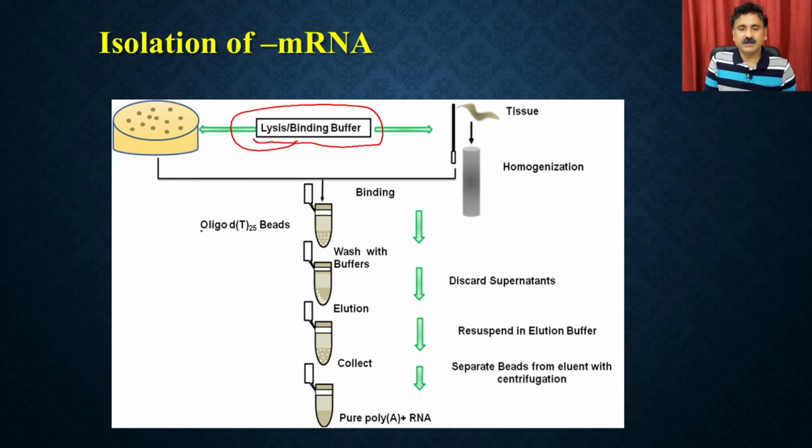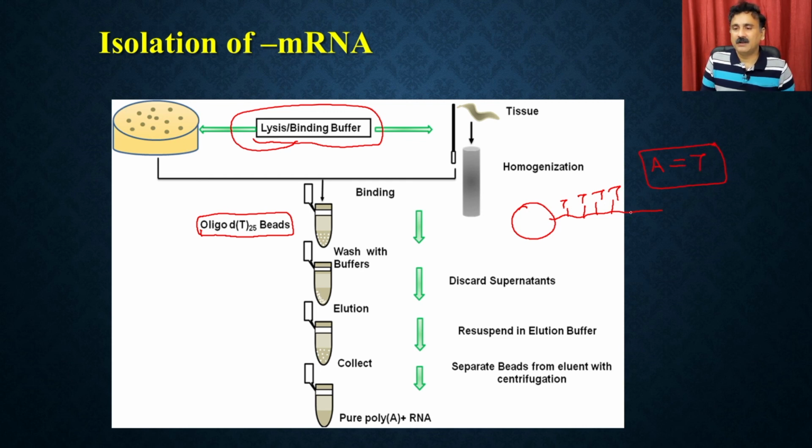Then you are going to use a column which has poly T beads. Poly T beads are nothing but beads which have a strand, and on this strand you have T nucleotides. And you know that A always makes a base pair with T, right? So that's how it is going to make the pair with T. If you have these kinds of strands, all the A present in the RNA is going to bind to this, and that's how all the RNA present in that particular cell is going to bind these beads.